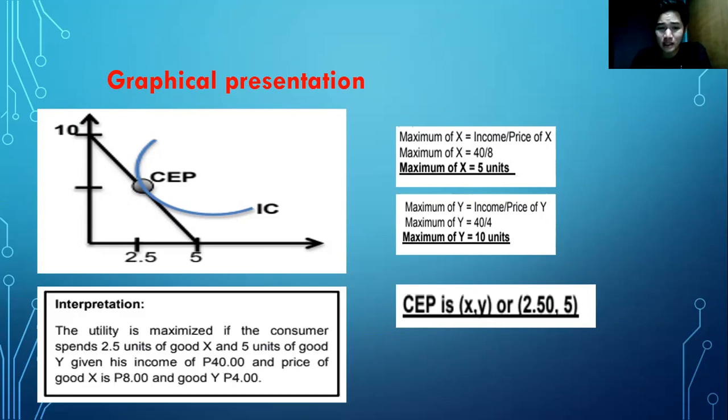Okay? So for interpretation, the utility is maximized, okay, or the satisfaction is maximized if the consumer spends 2.5 of the good X and 5 units of good Y. Okay, given his income is 40 and the price of X is 8 and the good Y is 4. Okay? So ibig sabihin, kinonsider pa rin natin yung income at yung presyo para sa pag-compute ng consumer equilibrium point. Okay? Or sa pagkuha ng maximize satisfaction ni consumer.